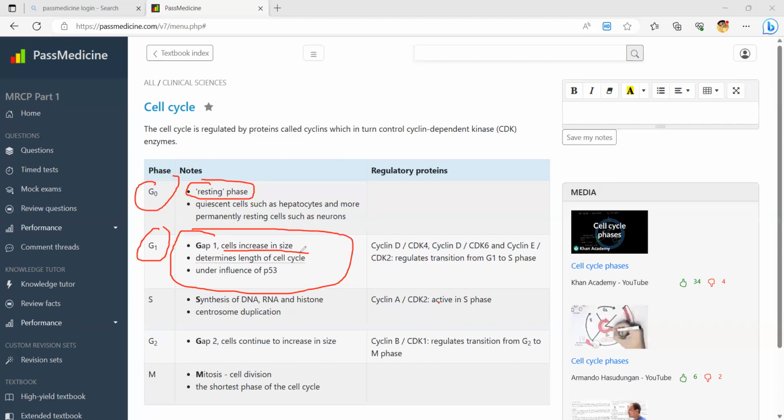And gap means if the gap is increasing, the length of the cell cycle will increase in this phase. P53 is very important because a mutation in the P53 gene takes place in some individuals, and that is a condition where lots of cancers happen in those individuals. Another very common name, mostly asked in the MRCP, is Li-Fraumeni syndrome. Li-Fraumeni syndrome is mostly asked in the exam.